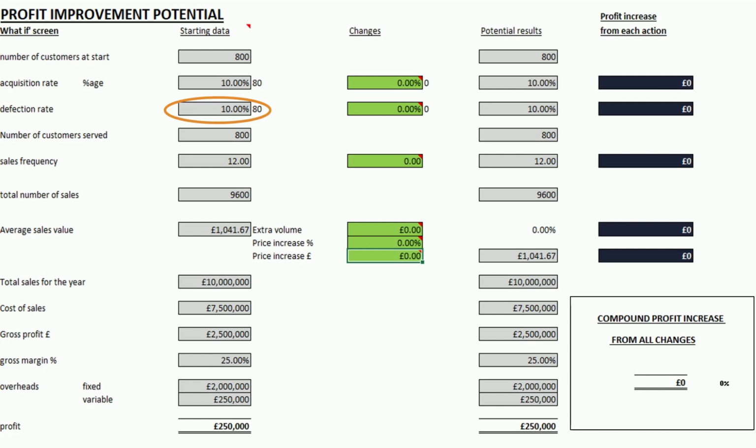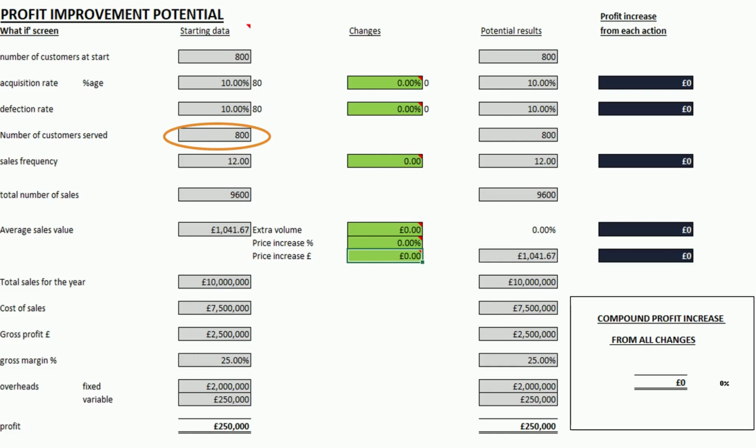It wasn't exactly the same, but we made it the same just to make the maths of this calculation easier for people to follow. So what we had was 800 customers, we grew it by 10%, it went backwards by 10%. So at the end of the year, we still had 800 customers, but a slightly different group.